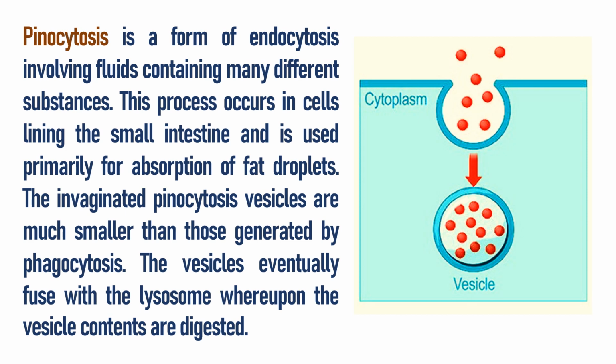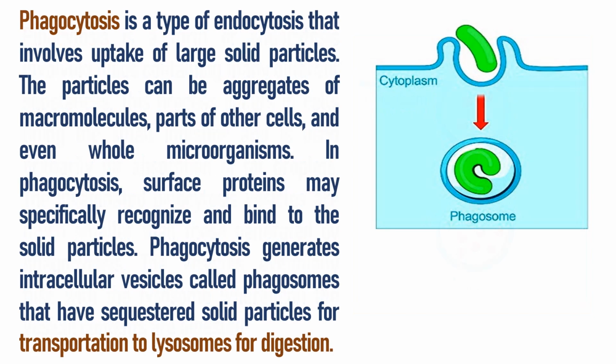Pinocytosis is a form of endocytosis involving fluids containing many different substances. This process occurs in cells lining the small intestine and is used primarily for absorption of fat droplets. The invaginated pinocytosis vesicles are much smaller than those generated by phagocytosis. The vesicles eventually fuse with lysosomes, whereupon the vesicle contents are digested.